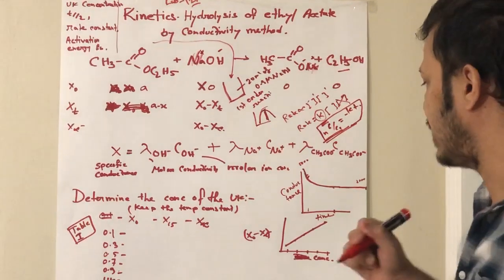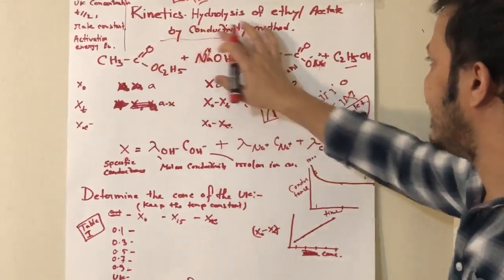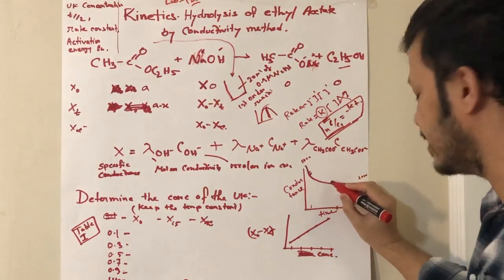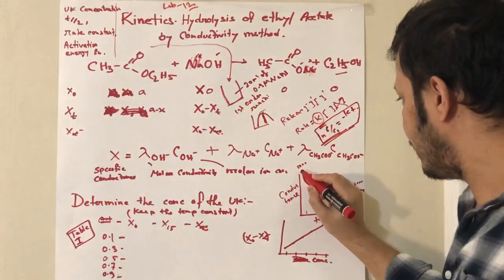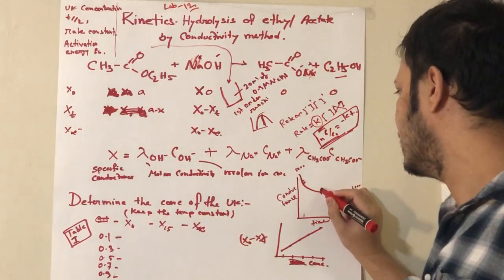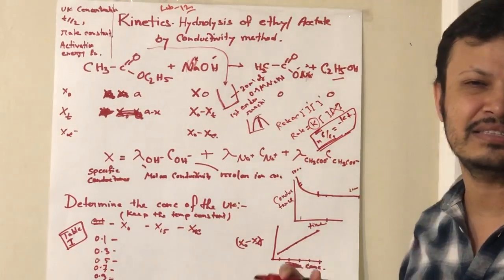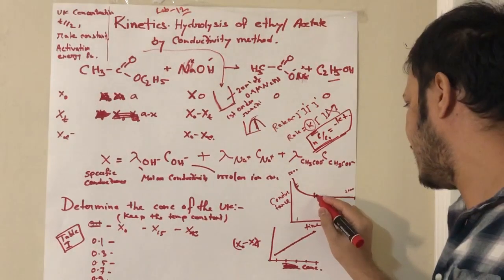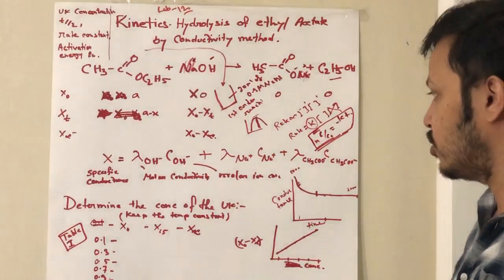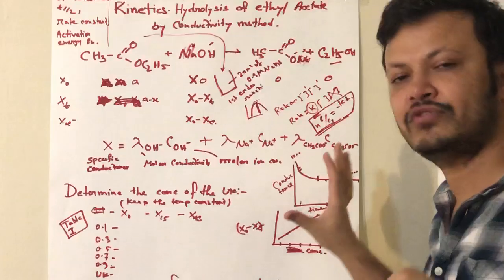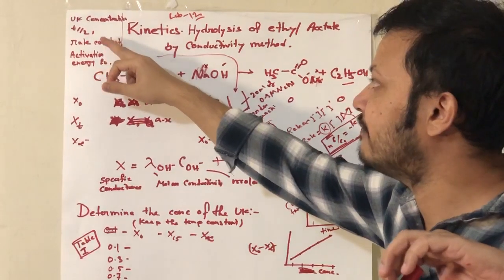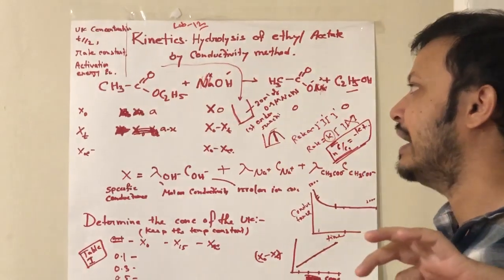So that's why, when you add the ethyl acetate, the conductivity decreases. At the beginning it will decrease very sharply, but after around 15 minutes you will see that it does not decrease that much. After some time there will be a plateau, with no change of the conductivity. We will use this technique to find out the unknown concentration, half-life time, rate constant, and activation energy.